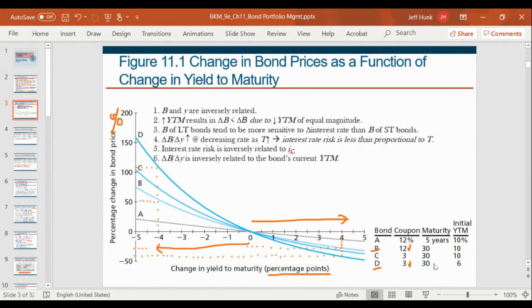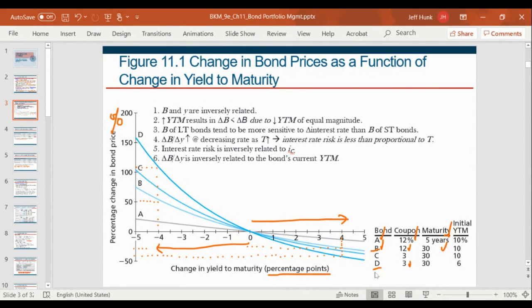So let's take a look at the same coupon but short-term and long-term, right? Bond A and B have the same coupon rate of 12%. Bond A and bond B, right? Same coupon rate of 12%. But one is short-term. The other one is long-term, right?